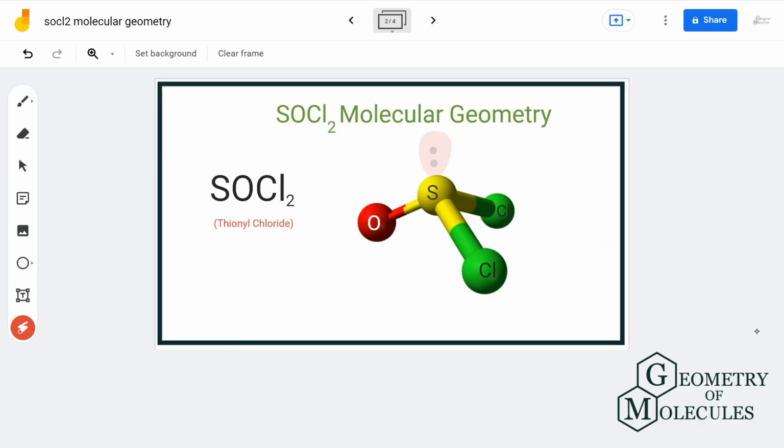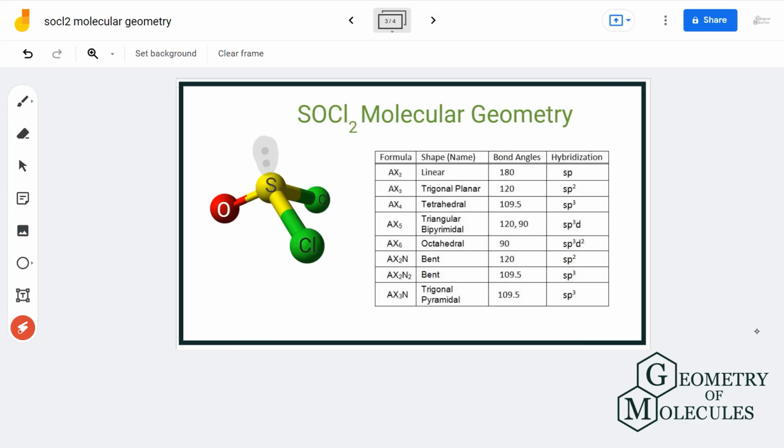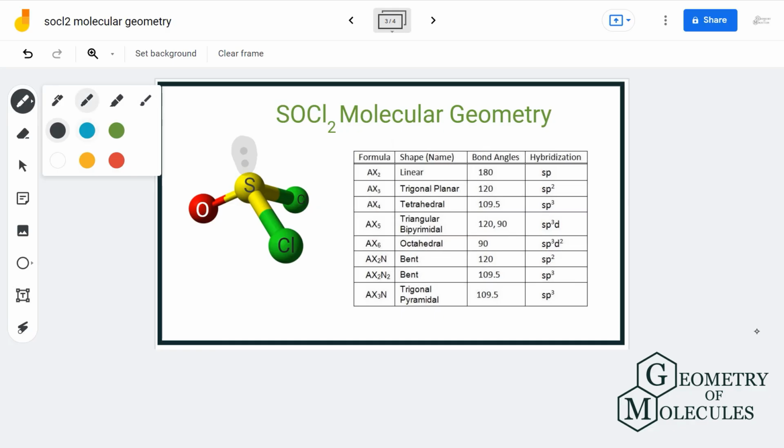So if we look at its structure in 3D, we can see that the structure is trigonal pyramidal. Let us use AXN notation method to see if we are on the right track. So here, A stands for central atom, X is the number of atoms that are forming bonds with the central atom, and N is the number of lone pairs of electrons present on the central atom.